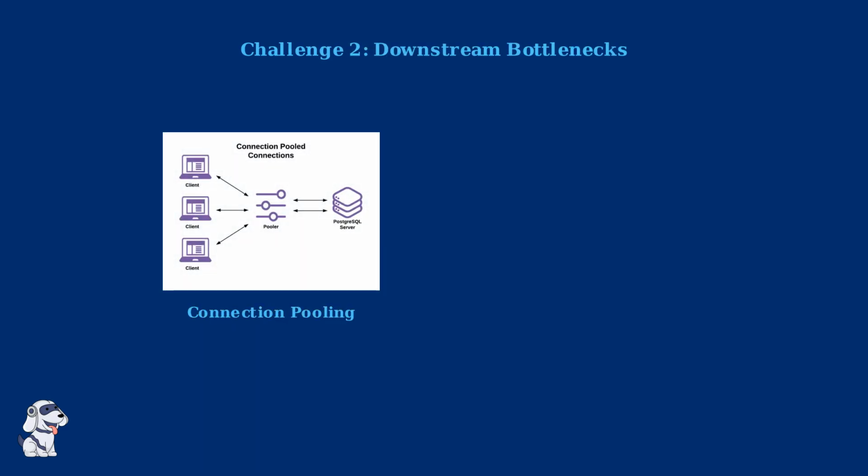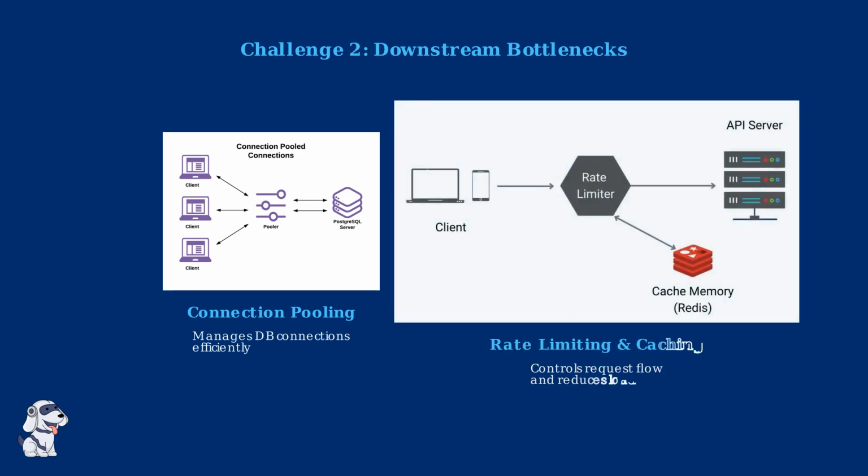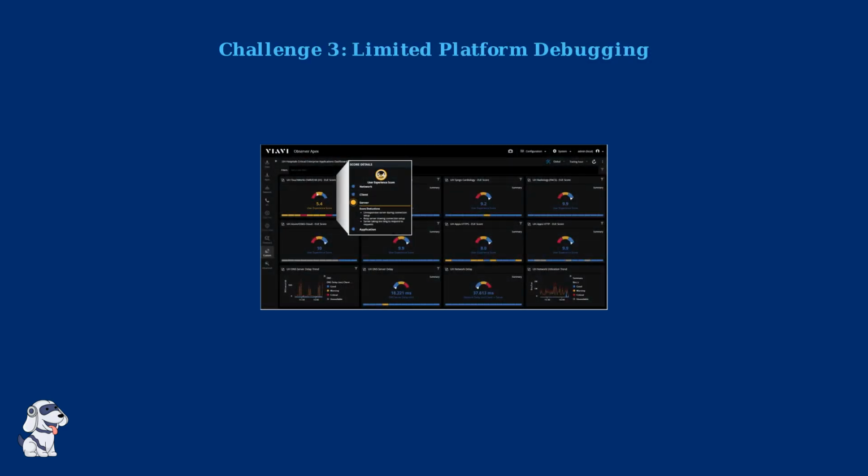The second major challenge occurs when Cloud Run's rapid scaling capabilities overwhelm downstream systems like databases or third-party APIs, creating bottlenecks. Connection pooling helps manage database connections efficiently, preventing overwhelming your database with too many simultaneous connections. Rate limiting and caching are additional strategies that help control the flow of requests and reduce the load on downstream systems.